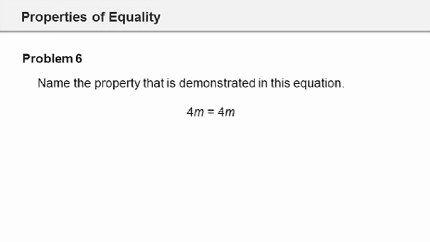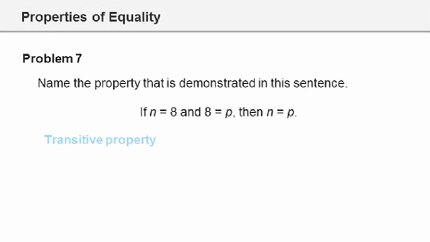All right, here's another one. Let's name the property that is demonstrated in this equation. The property that states that any quantity is equal to itself is the reflexive property. All right, here's our last problem. Let's name the property that is demonstrated in this sentence. If n equals 8 and 8 equals p, then n equals p. This statement follows the pattern: if a equals b and b equals c, then a equals c. Therefore, this sentence demonstrates the transitive property.